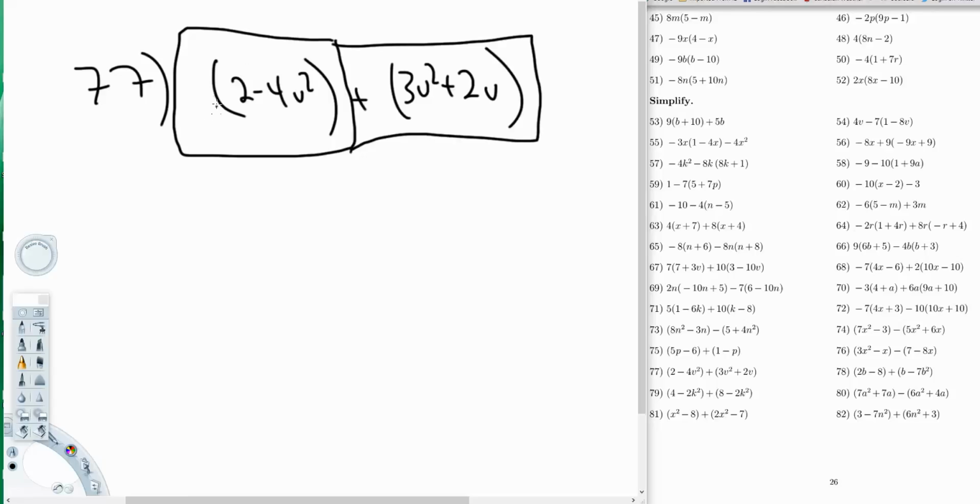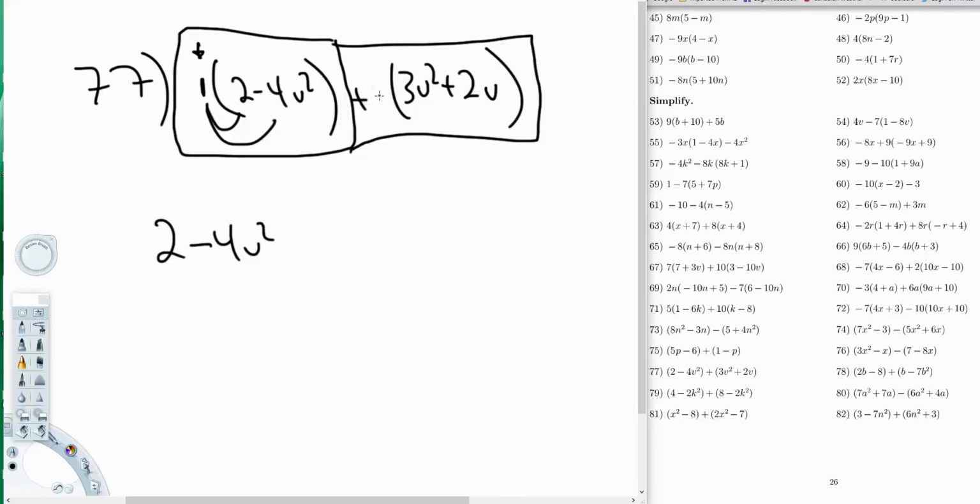Okie dokie. So when there is nothing to the left of the brackets, we assume it's a 1, and a 1 does not change anything inside the brackets. All you have to do is remove the brackets. So it's basically 1 times 2 and 1 times negative 4v squared, so it's 2 minus 4v squared, right?